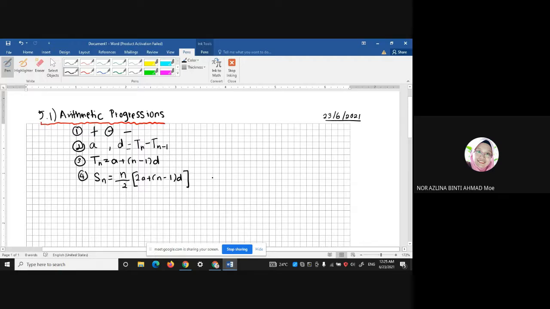Another formula you can use is Sn equal to n over 2, a plus tn. Okay, what is tn? Tn is the last term.